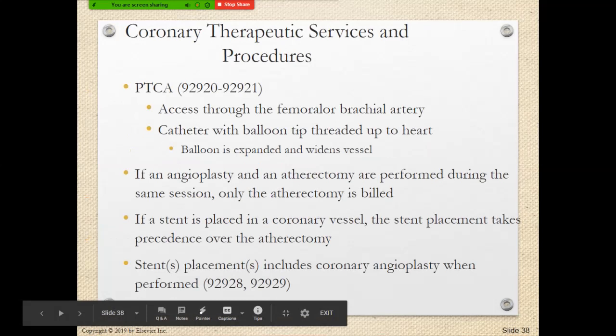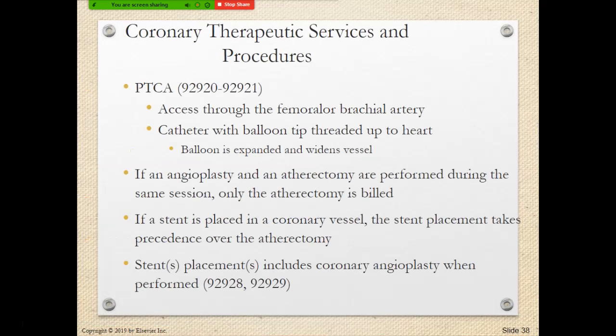Okay, we're going to be talking about coronary therapeutic services and procedures. So, PTCA, 92920 through 92921. I am going to tell you what PTCA stands for. It's a percutaneous transluminal coronary angioplasty. You access through the femoral or brachial artery and the catheter with the balloon tip is threaded up to the heart. The balloon is expanded and widens the vessel.